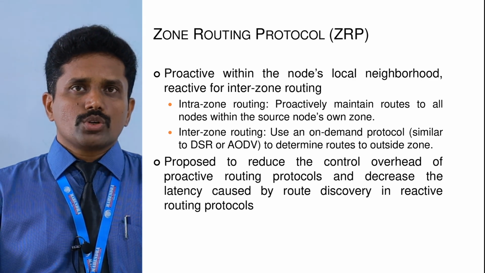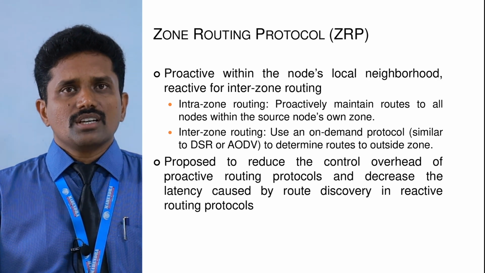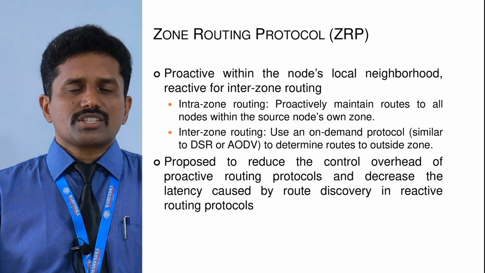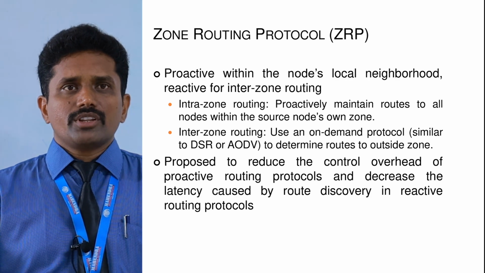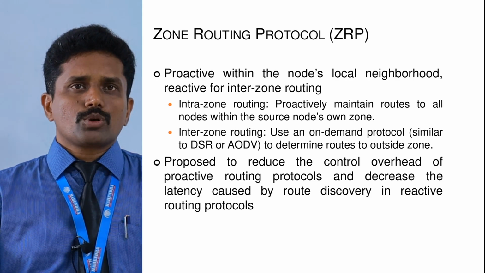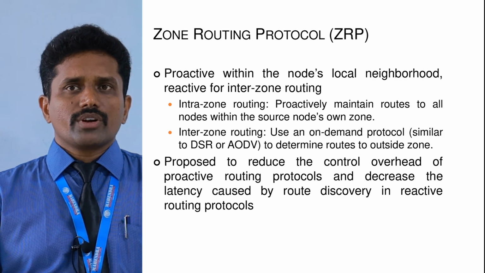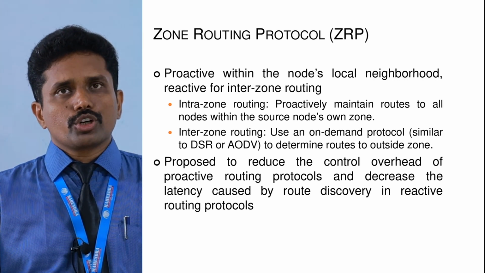Next, inter-zone routing uses an on-demand protocol similar to DSR, that is Dynamic Source Routing, to determine the routes that are outside the zones. These are proposed to reduce the control overhead of proactive routing protocols and decrease the latency caused by route discovery in reactive routing protocols.